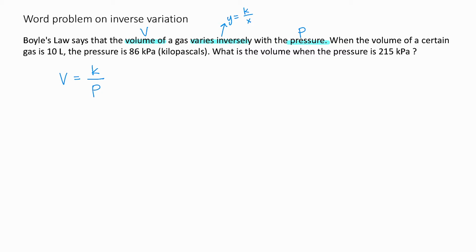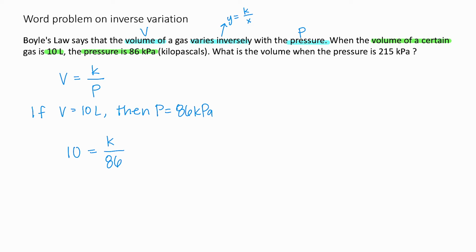All right, now we'll use that next sentence to help us solve for K. It says when the volume of a certain gas is 10 liters, the pressure is 86 kilopascals. So what does that say? If V is 10 liters, then the pressure is 86 kilopascals. We'll plug this in. Volume, we'll switch for 10. You can see I plugged in the V for volume. I don't know K yet. That's what I'm trying to figure out. So I'll leave K as K. But then my pressure, I've just been told, is 86.